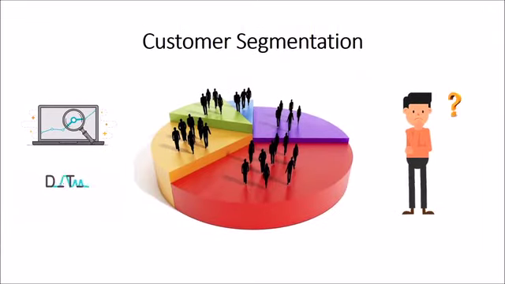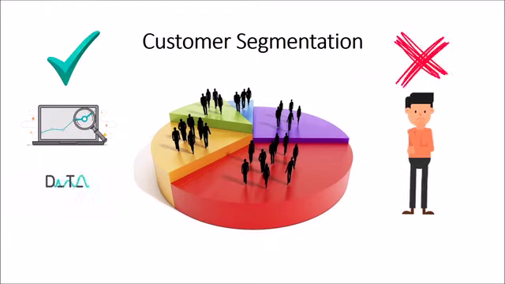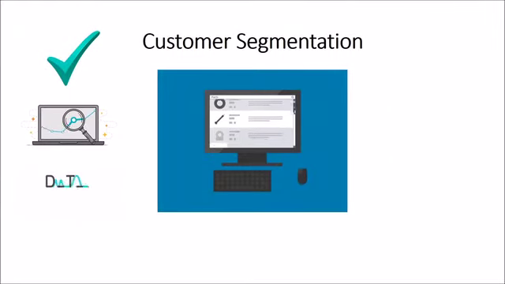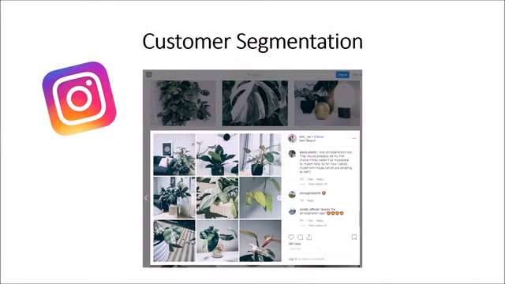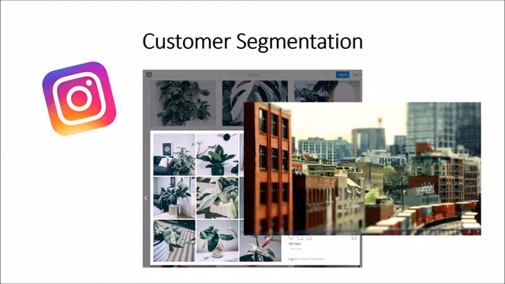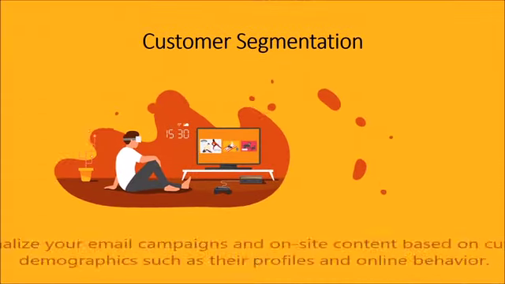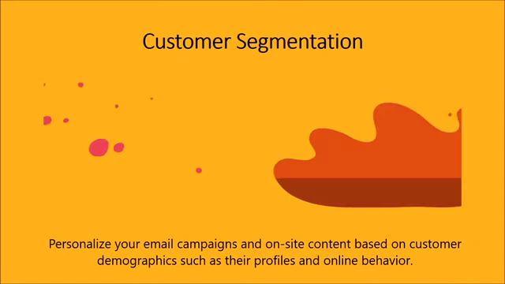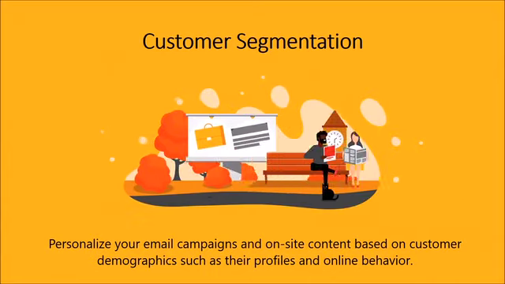Essentially, customer segmentation takes the guesswork out of narrowing your audience base because it's informed by data rather than assumptions. Your analytics will tell you the keywords that people are typing into the search box when they're comparing products that they're interested in, which you can use in your content. On Instagram, you can target your prospects toward those who are interested in container gardening or those who live in or are looking for apartments. Consider personalizing your email campaigns and on-site content based on customer demographics such as their profiles and online behaviors.